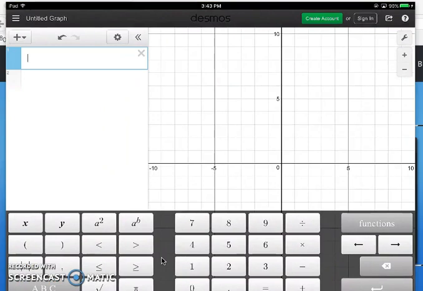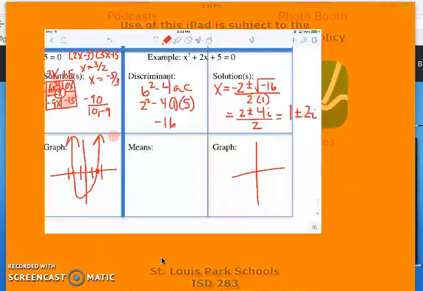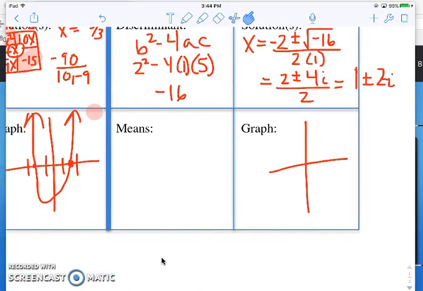So we got x squared plus 2x plus 5. So we can see, yeah, it definitely does not cross the x-axis there. So it is hanging out right here. So what does that mean? It means that they're imaginary.